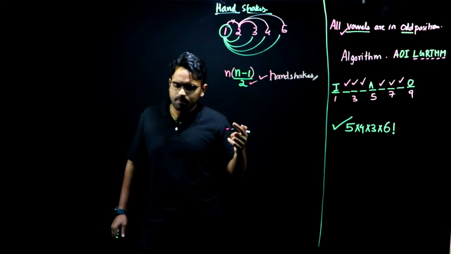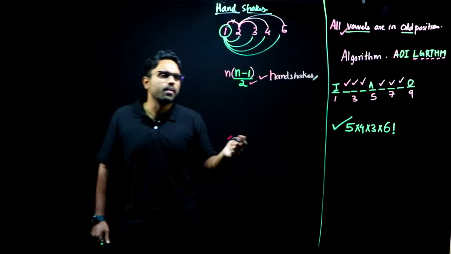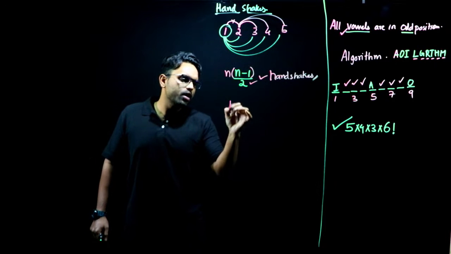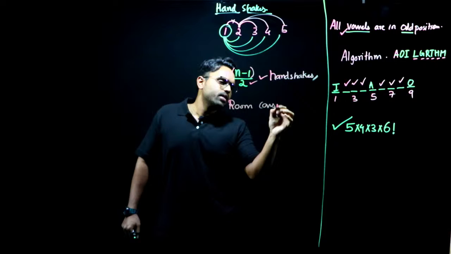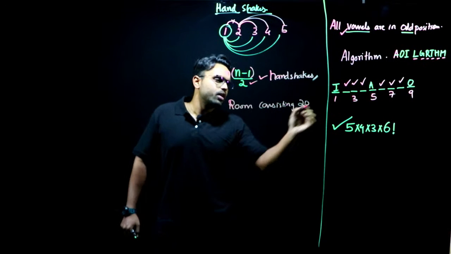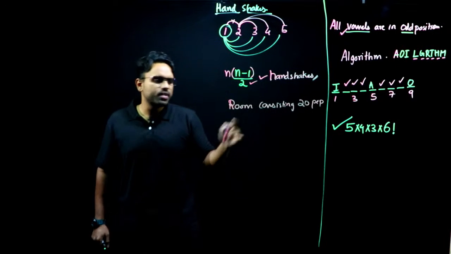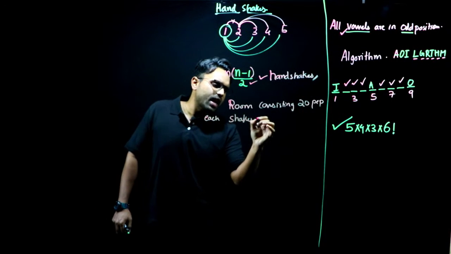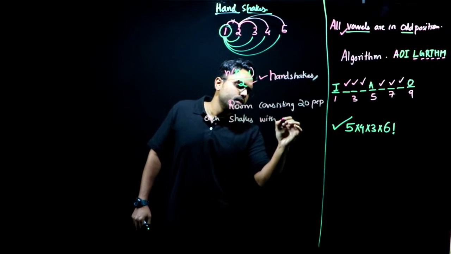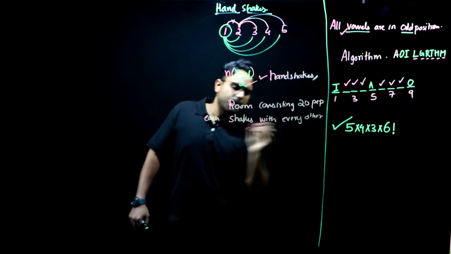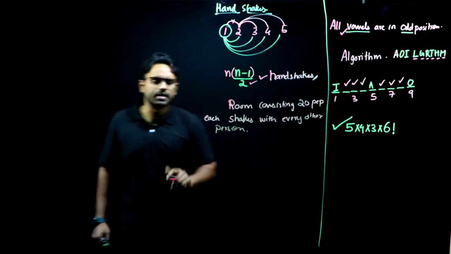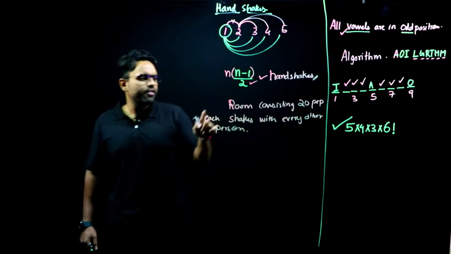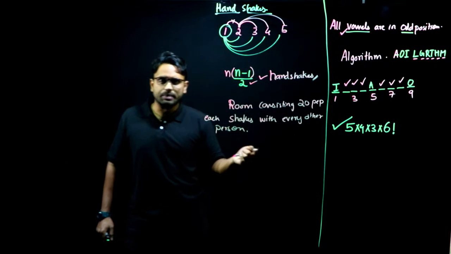How many handshakes will be there in a room of 20 members? Okay, the question will be something like this. In a room consisting of 20 people, how many handshakes will happen if each person shakes hand with every other person?